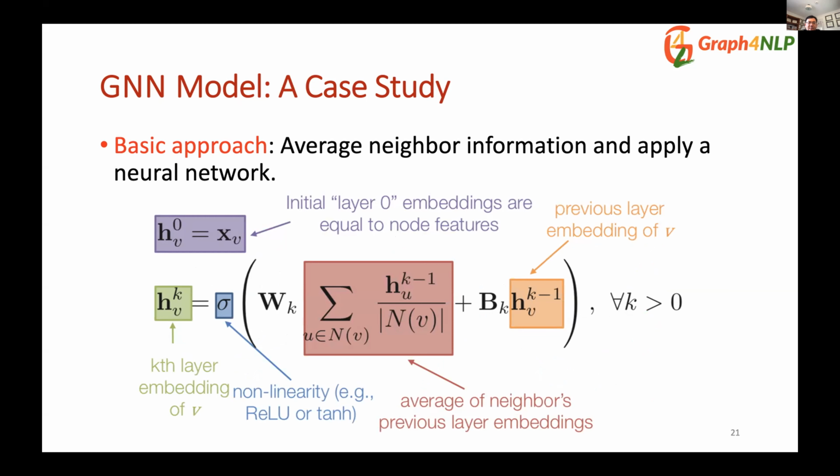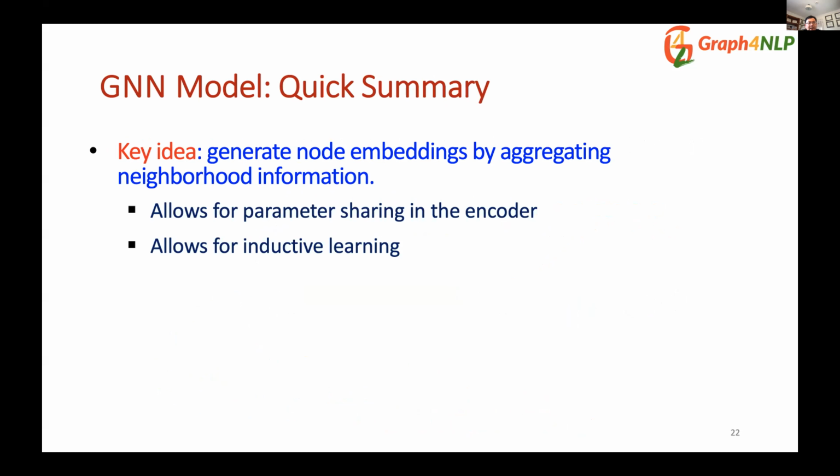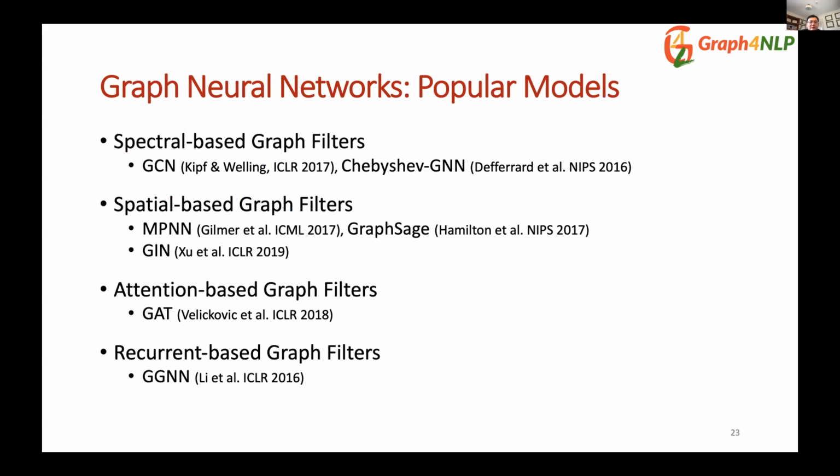So this is a quick summary of what we discussed here. The key idea is to generate the node embedding by aggregating the neighborhood information. Here we can allow for parameter sharing in the encoder, and also allow for inductive learning. Today you will see a lot of different graph neural methods, and this probably summarizes the most popular models. But all the models actually differ only in the graph filtering operation.